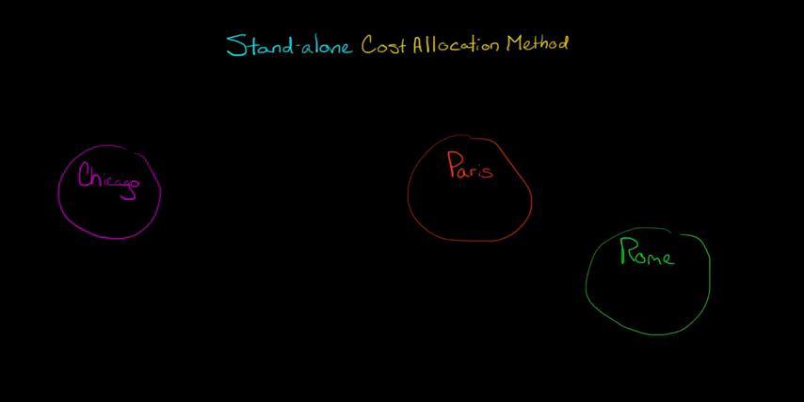In this video, we're going to talk about how to allocate common costs by using the standalone cost allocation method. So let's say that you live in Chicago and you have your friend Paul who lives in Paris and you have a friend Rachel who lives in Rome. And they both would like you to come visit them for the holidays. And they say, you know what, we're doing well financially. We will pay for you to come out and visit us, right?